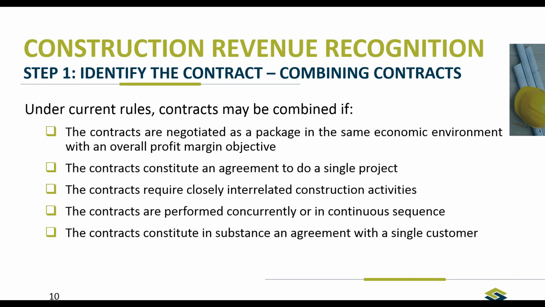So one of the things that they mentioned in the standard, comparing it to the old rules, is the combination of contracts. Under the old or current rules, it was optional whether or not a contractor wanted to combine two separate contracts. If it made sense, you would have to go through an assessment, which would be: the contracts are negotiated as a package in the same economic environment with the overall gross profit margin objective.